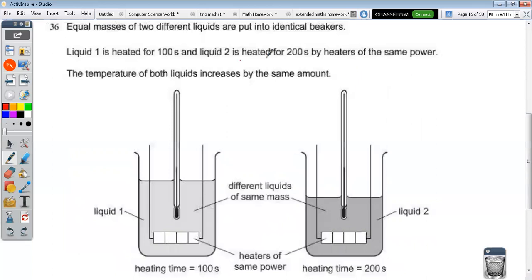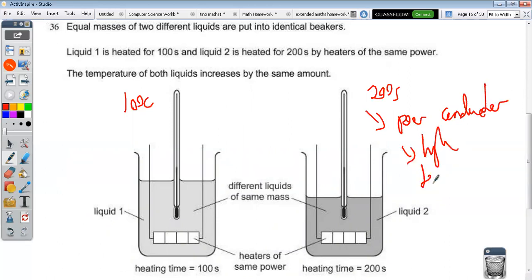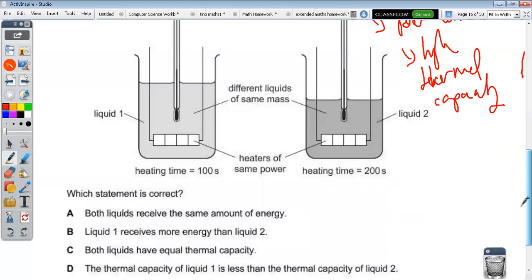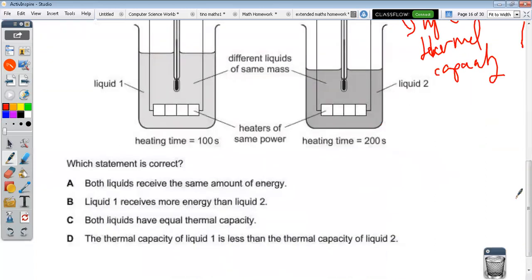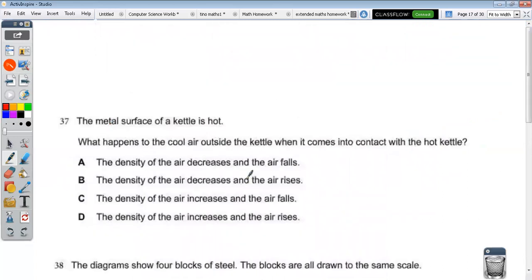Temperature is increasing by the same amount, but this one you are heating for twice the time, huh? Liquid two, you are heating it for 200 what? 200 seconds. This one for only 100 seconds, but you are getting the same temperature increase, which means this one has a low thermal capacity. Clear? Which is a high what? Thermal capacity. Making sense? You are reasoning like that before you even go to the answers, huh? High thermal capacity. So the thermal capacity of one is less than the thermal capacity of what? I'm sorry, I meant the other way around.